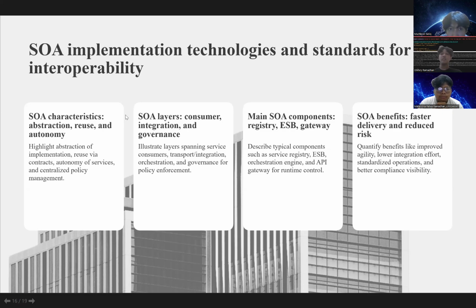Next is main SOA components. Important components include service registry, enterprise service bus or ESB, API gateway, and orchestration engine. For the SOA benefits, organizations implementing SOA often experience faster development cycles, improved flexibility, reduced integration costs, and better governance across enterprise systems. Next.